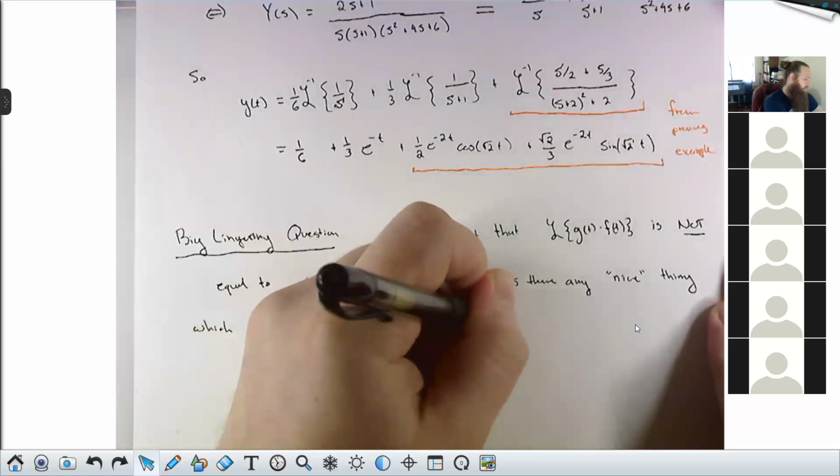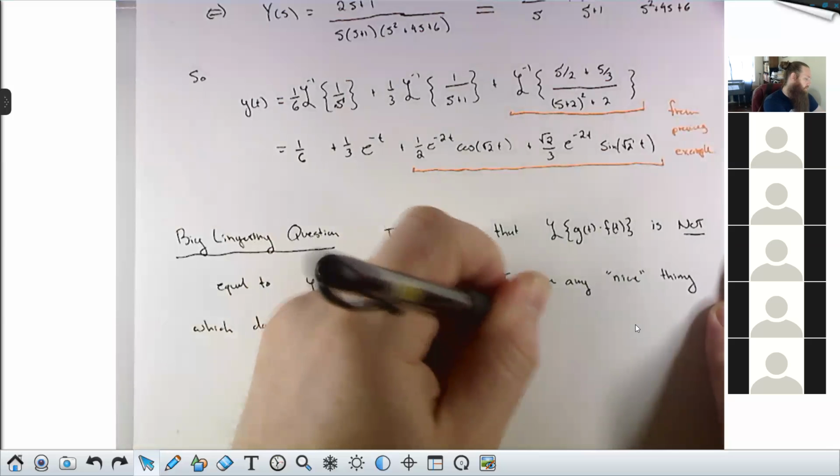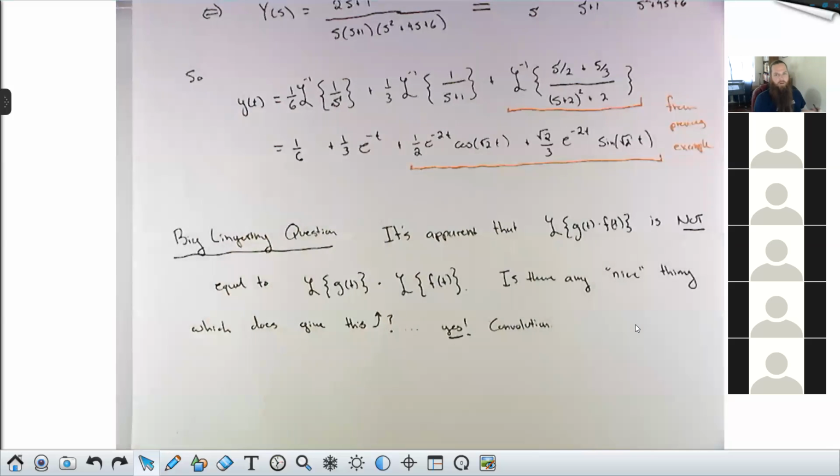It's called convolution. So you can imagine, you run through your IVP, taking the Laplace transform, solving for Y(s). And on your right-hand side, for whatever reason, you've got a product of functions that you don't want to, or cannot, decompose through partial fractions.